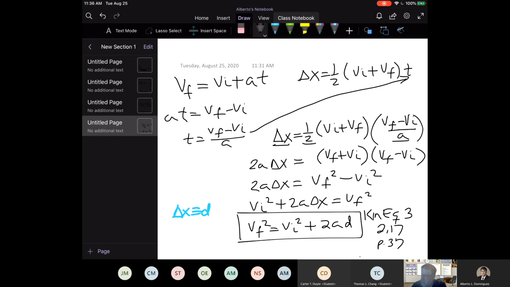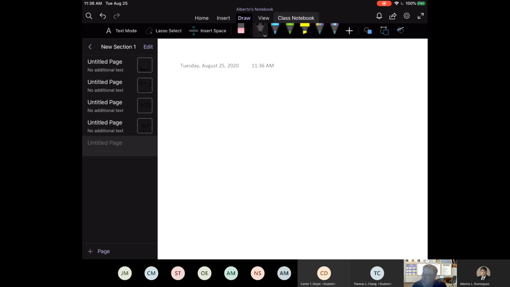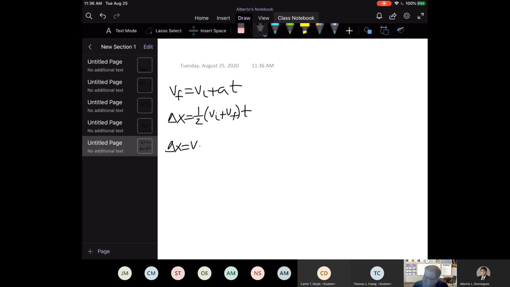So I'm going to make a new page, and I'm going to summarize what this article pointed out to me that I thought was brilliant. I'm going to write down the 4 kinematics equations we have written down so far. That was one. This was another one. And then this was a third one. And then this was the last one.